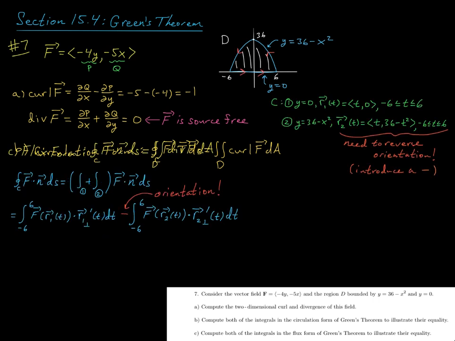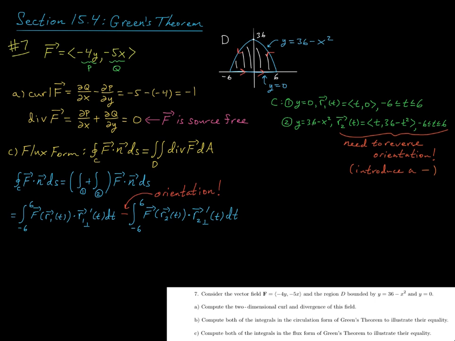So now let's go ahead and move on to part C. Let's go ahead and look at the flux form of Green's theorem. So we have that the flux integral here is equal to the double integral of the divergence of our vector field. And since the field is source free, we know the answer is going to be 0. This was just part B of question 6 in the last video. But nonetheless, I will still illustrate the computation here for the line integral. So let's go ahead and go through that.